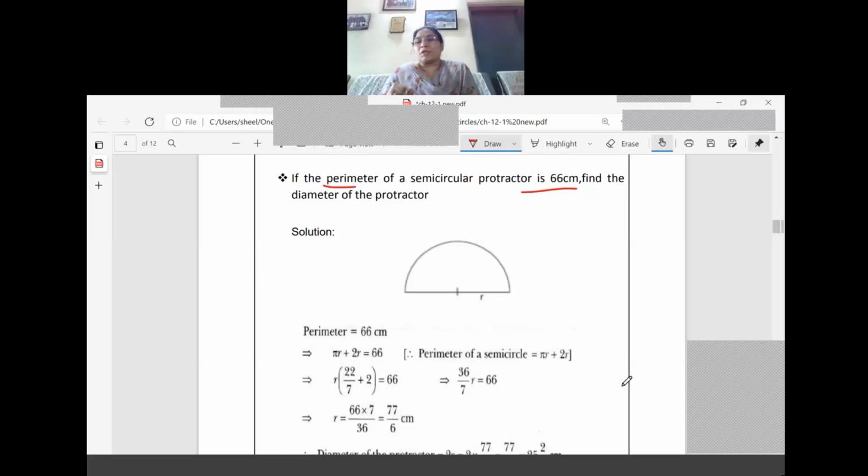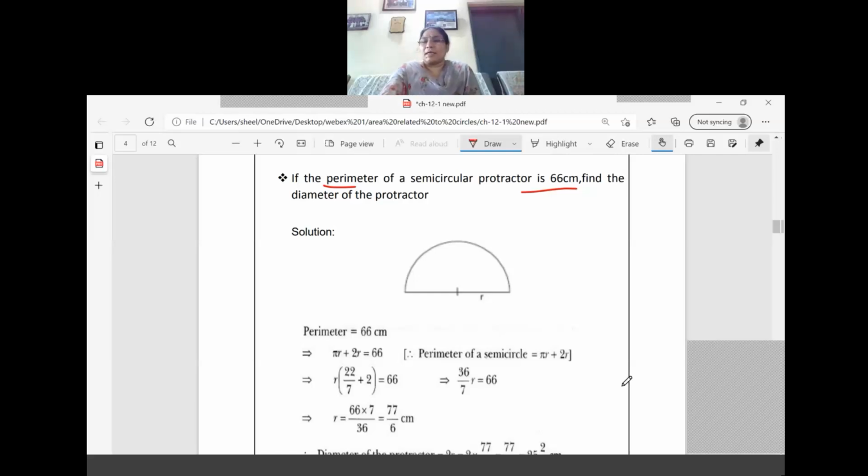So what is the perimeter of the semicircular protractor? Here we have written the perimeter of the semicircle. So what is the formula we can write? First we will write the circle part, that is pi r, because 2 pi r by 2 gives pi r, and the diameter, that is 2r. So this is the formula for us: pi r plus d, or pi r plus 2r.